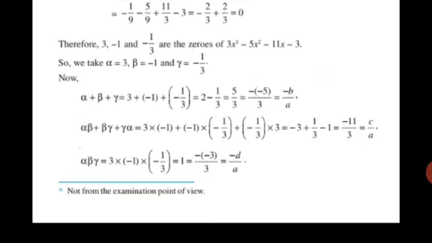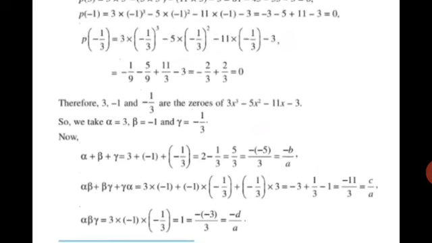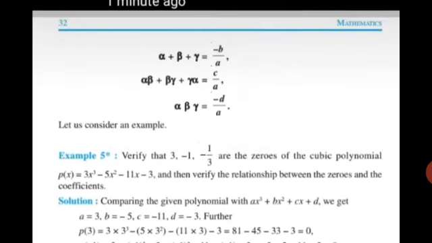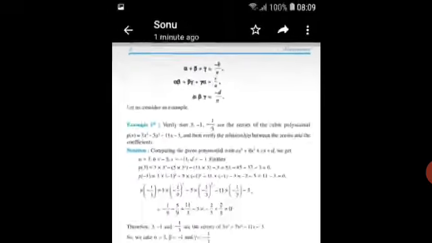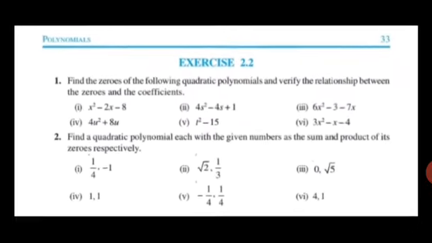It's clearly written not from the examination point of view. So children, this relationship between alpha, beta, gamma and the coefficients of a cubic polynomial is not in your portion of standard 10th. So ignore this part, this page, that is 32 of your textbook. You will only focus on quadratic polynomials in standard 10th. With this knowledge, let us move to the exercise.